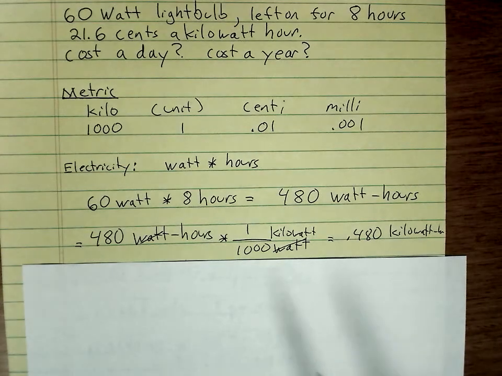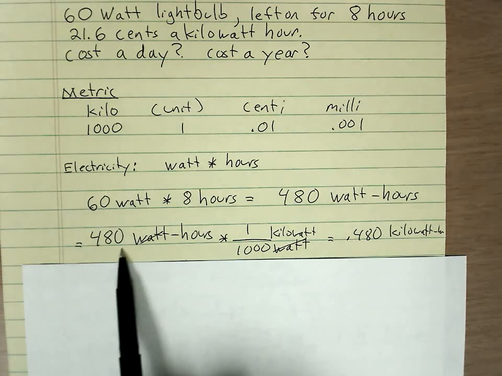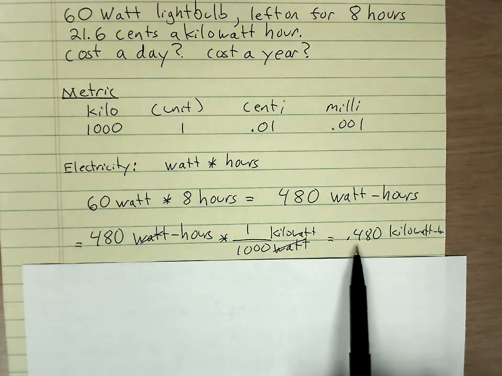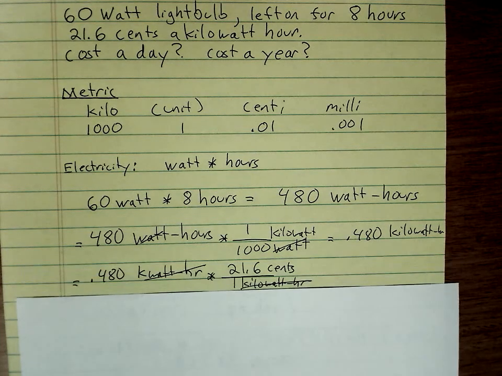You'll do these enough times. This step here, well, it shows our nice unit conversions. Obviously, dividing by 1,000 moves the decimal 3 places. So we get 0.480 kilowatt hours. And you see the beauty of the metric system compared to the English system.